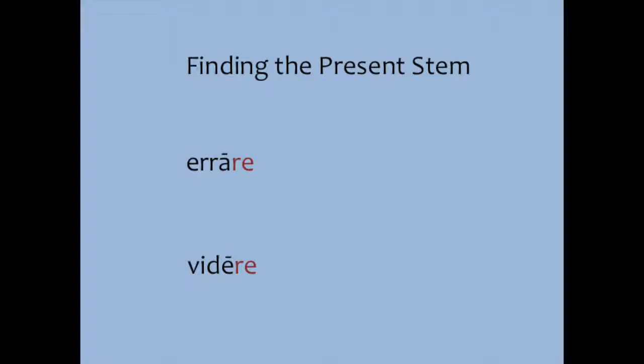Now, for all intents and purposes, these forms we will call the present stem. But what's really going on is that the stem is E-R-R, and then you have the conjugation vowel long A. Same thing with videre. The stem is vid, and the conjugation vowel is a long E. But for right now, it's easier just to remember that era and vide, for your intents and purposes, are going to be the present stem.